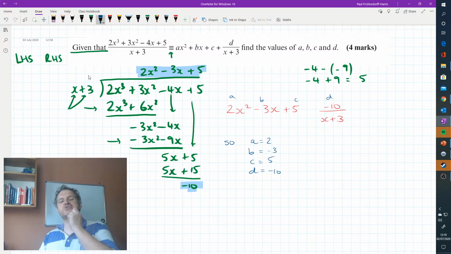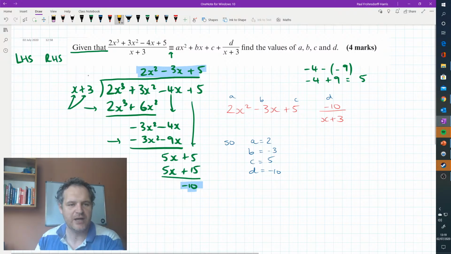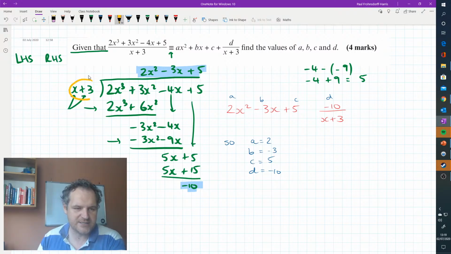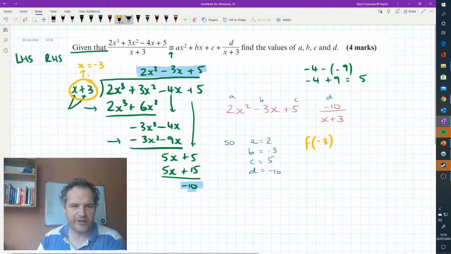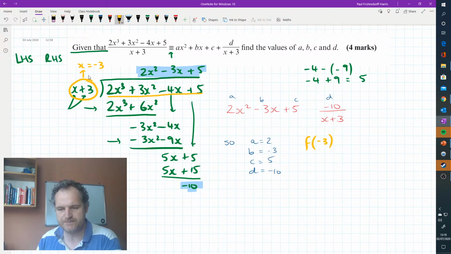But I did say we could use the remainder theorem to check our answer. I wouldn't expect you to always do this, but you can. What makes this 0? X equals minus 3 does. So let's use the remainder theorem, and if we got it right, f of minus 3 should equal minus 10. Let's verify using this equation.